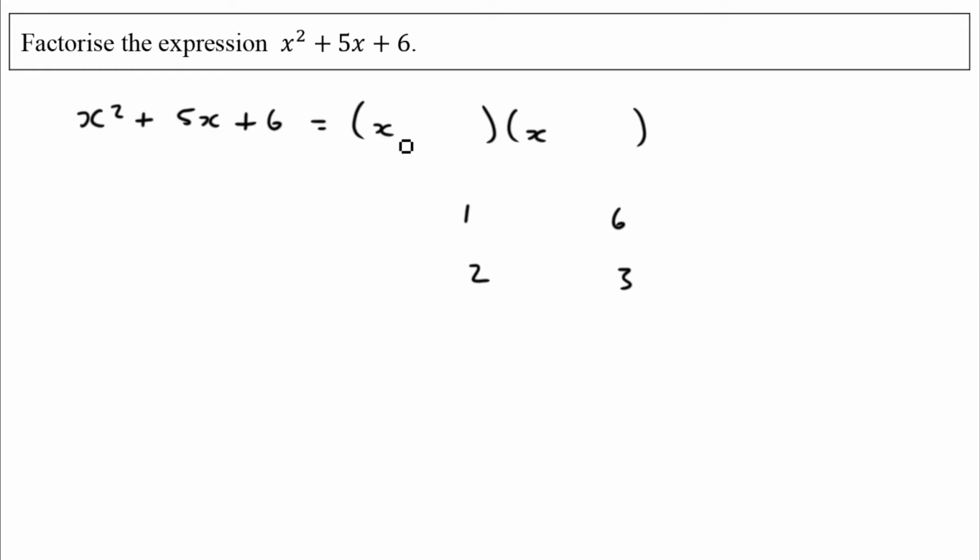Now how can we get these 5x's? A little moment's thought shows us that the only combination that will work is x plus 2 and x plus 3. x times x is x squared. Then we will have 2x and another 3x, giving us the 5x's, and then 2 times 3 is 6.